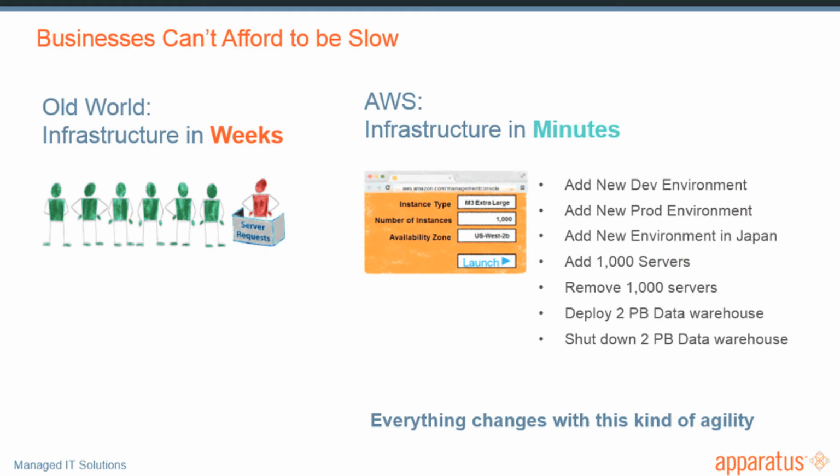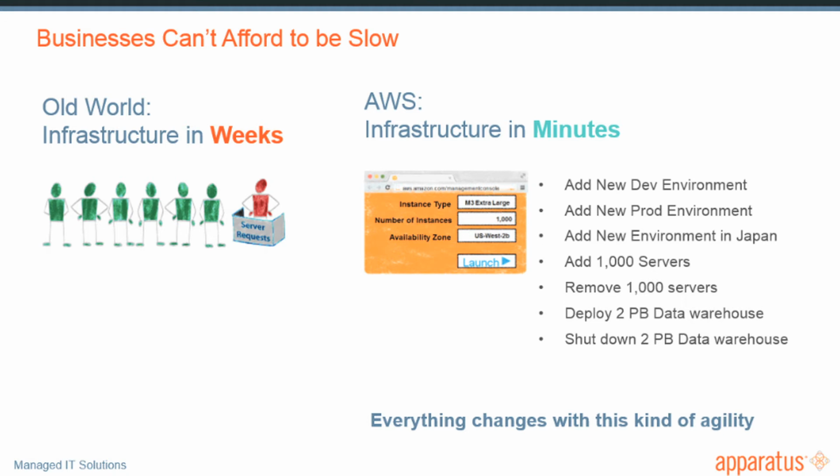Another reason that people are going to Amazon is innovation. Like the slide says, businesses can't afford to be slow. I read an article recently that talked about how much AWS has positively impacted the number of successful startup businesses because of how easily accessible its resources are for people to use.